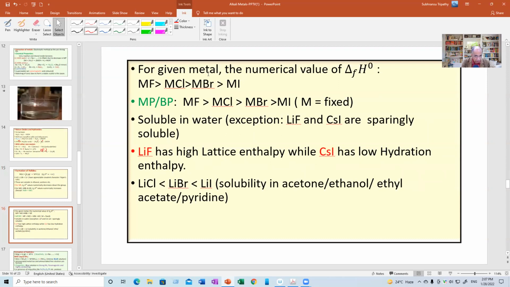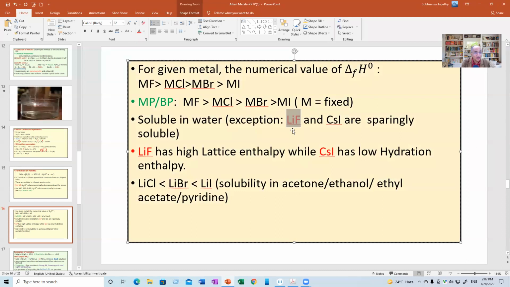Now again, for a given metal, the numerical value of heat of formation is maximum for fluoride and minimum for iodide. It is understandable because fluoride ion is the smallest in size, the lattice enthalpy is the maximum. So most energy is released from fluorides. Now the boiling point, same trend. For a fixed alkali metal, fluoride has the highest melting point or boiling point, and it goes on decreasing. They are all soluble in water, but remember, it's very important, lithium fluoride, even if it is an ionic compound, is sparingly soluble in water.